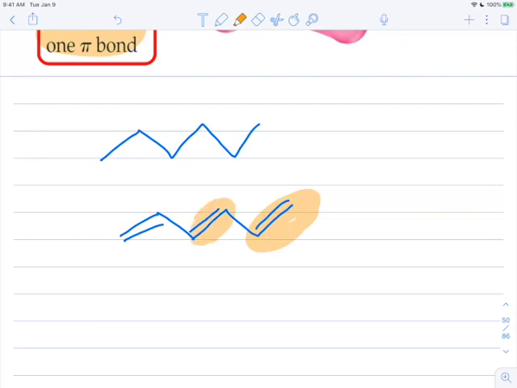So long as we have these double bonds, wherever those double bonds go, that part of the molecule is going to be flat. When we have just a single bond, that part of the molecule is usually tetrahedral.